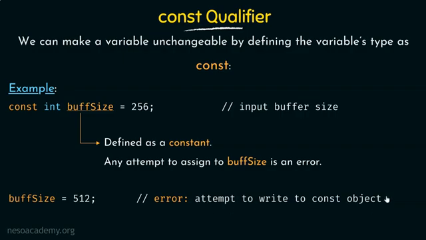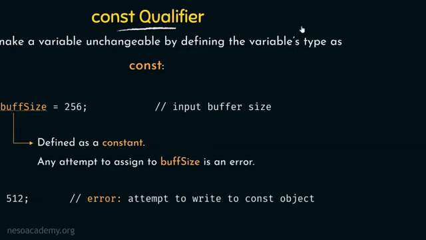So the const object will be initialized and the value will be assigned during the initialization itself, and later we are not able to write anything to that const object again. So this is how the const qualifier works for making a variable constant or unchangeable. Okay, now we will discuss initialization and const.